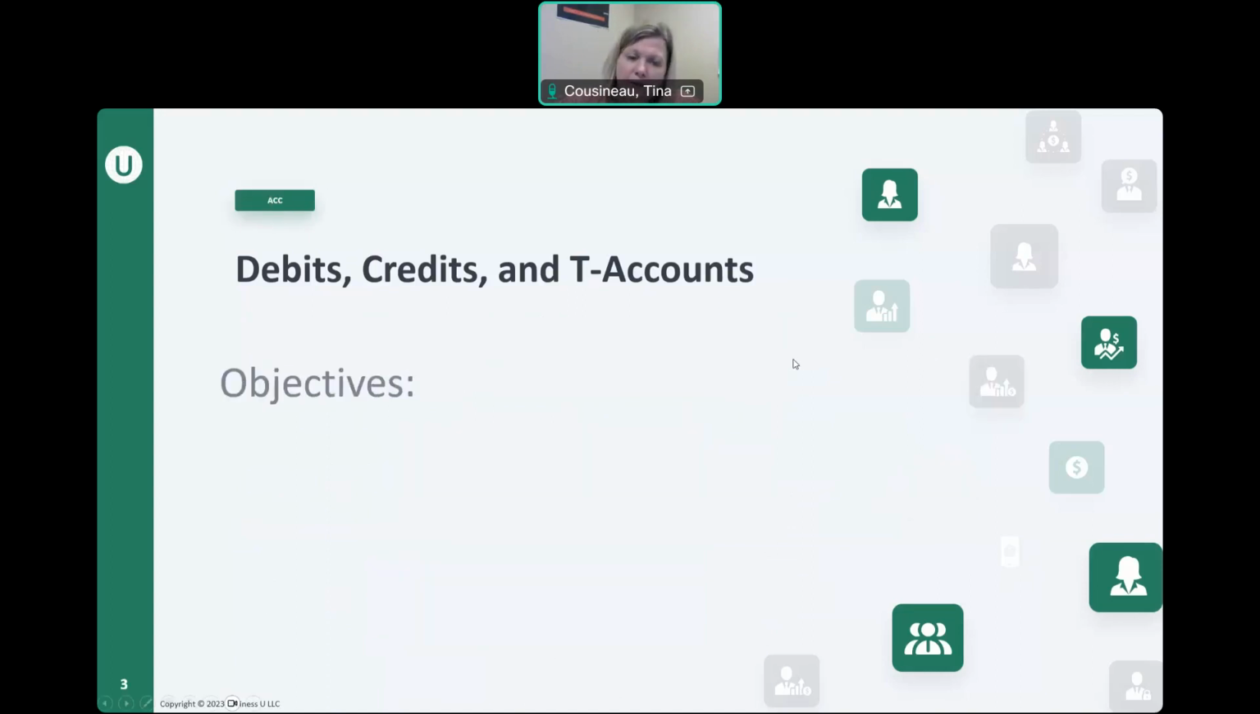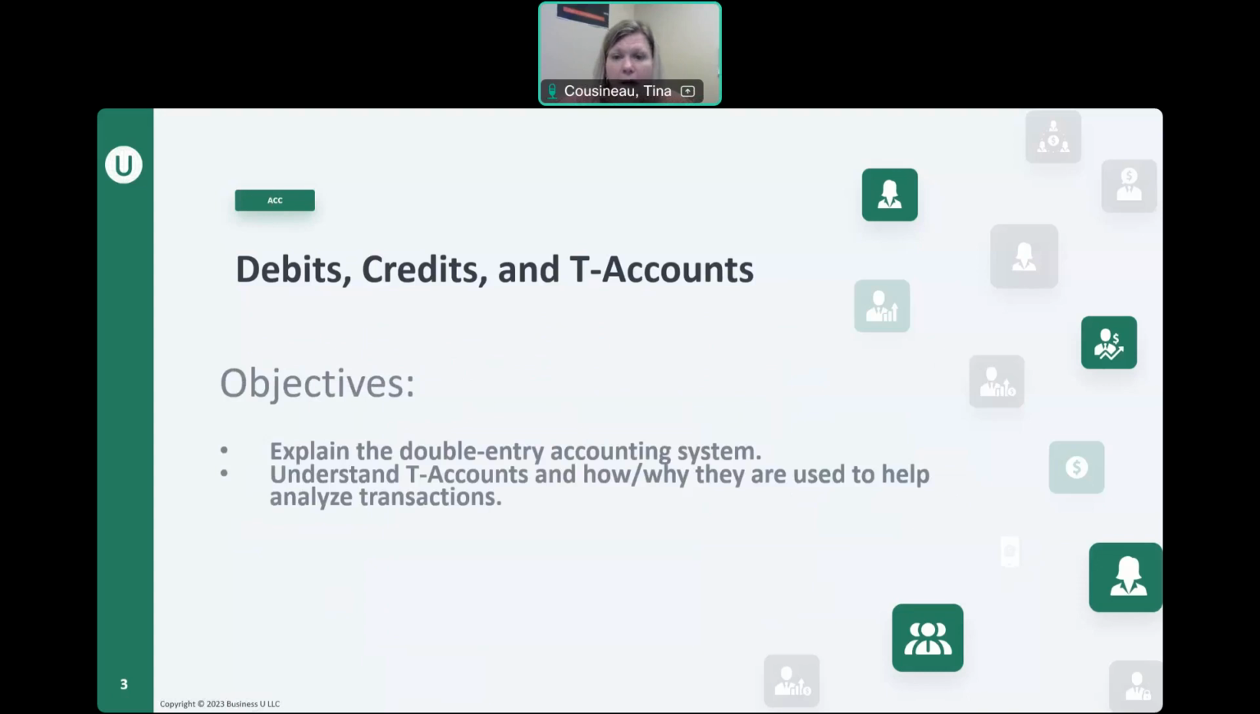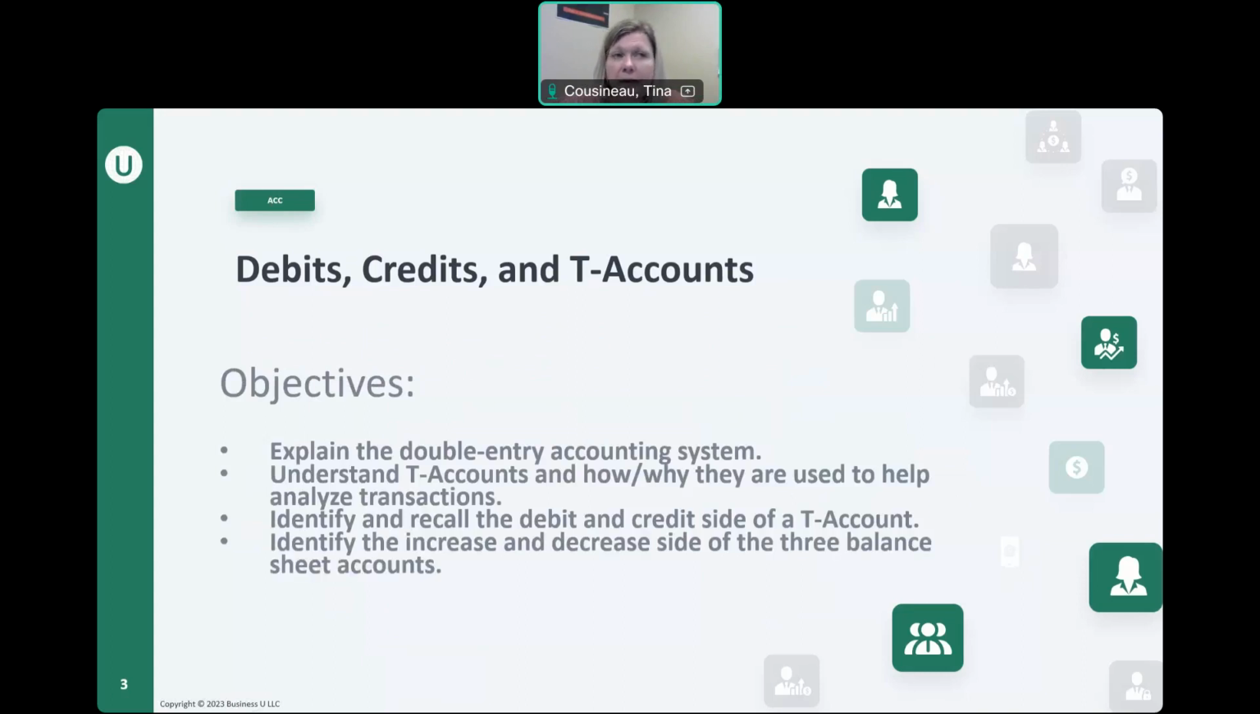So today's objectives. Our objectives are to explain the double entry accounting system, understand T accounts and how and why they are used to help analyze transactions, identify and recall the debit and credit side of a T account, identify the increases and decreases side of the 3 balance sheet accounts, and identify the normal balance of each of those 3 balance sheet accounts.